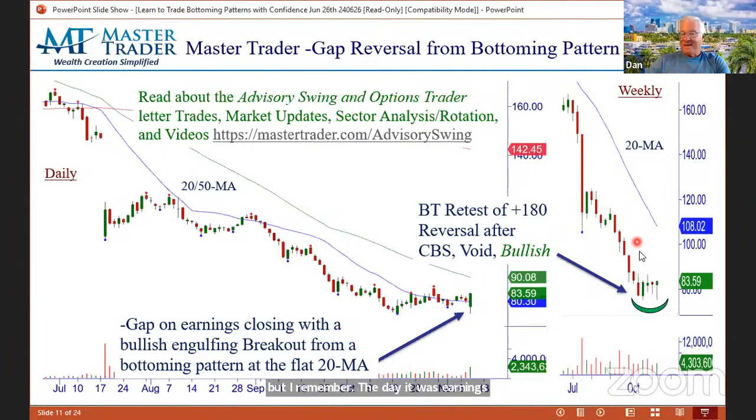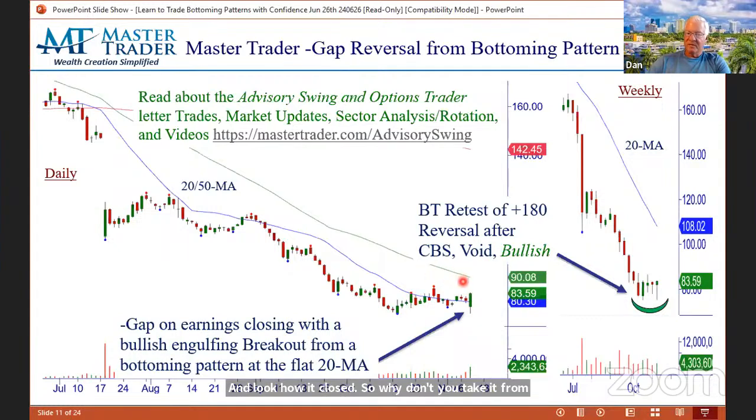So we have a weekly climactic buy setup, multiple bottoming tails. This actually gapped down on earnings. I had it on my watch list as a short 30-minute low. And look how it closed. So why don't you take it from here?